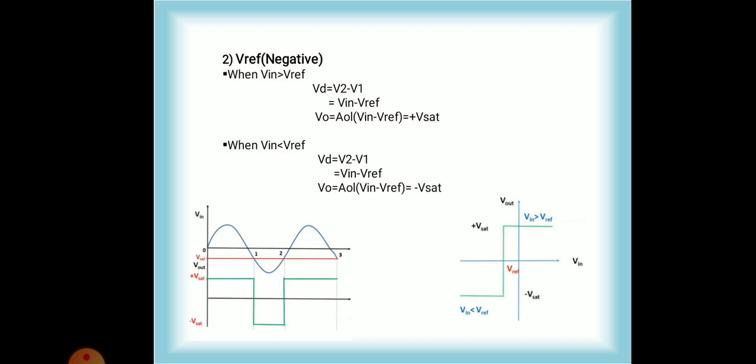Now, let's consider the transfer characteristics. Here, Vreference is negative. Vout is taken along y-axis and Vin is taken along x-axis. When Vin is greater than Vreference, V0 will be plus V saturation. When Vin is less than Vreference, the Vout will be minus V saturation, which is given in the transfer characteristic graph.